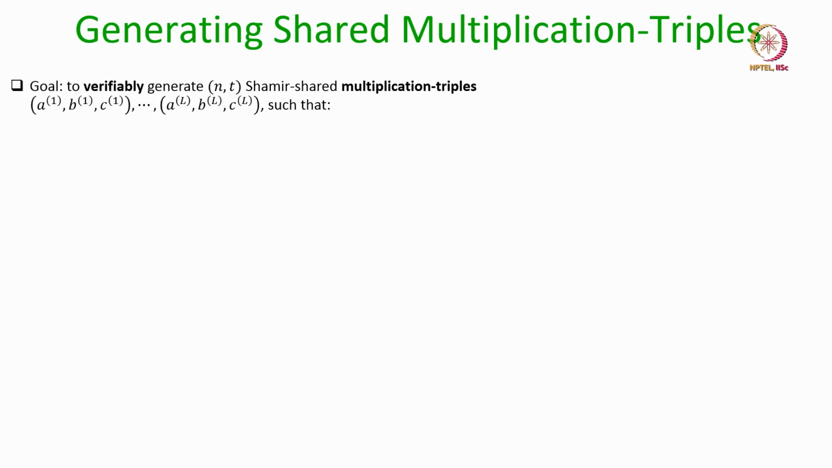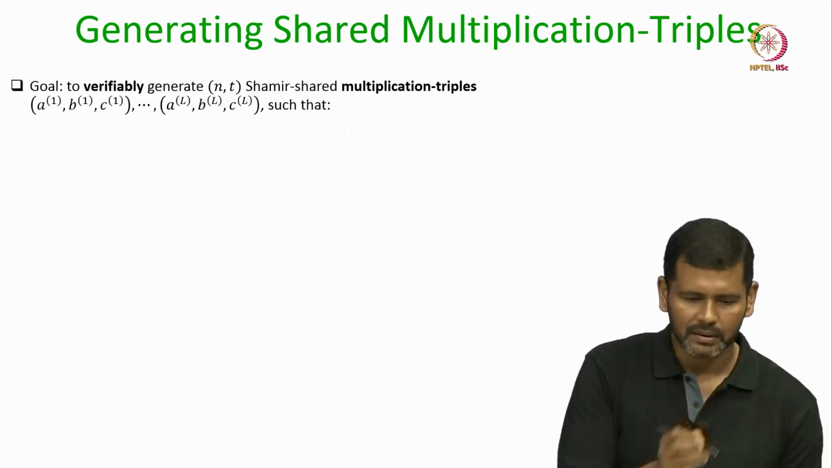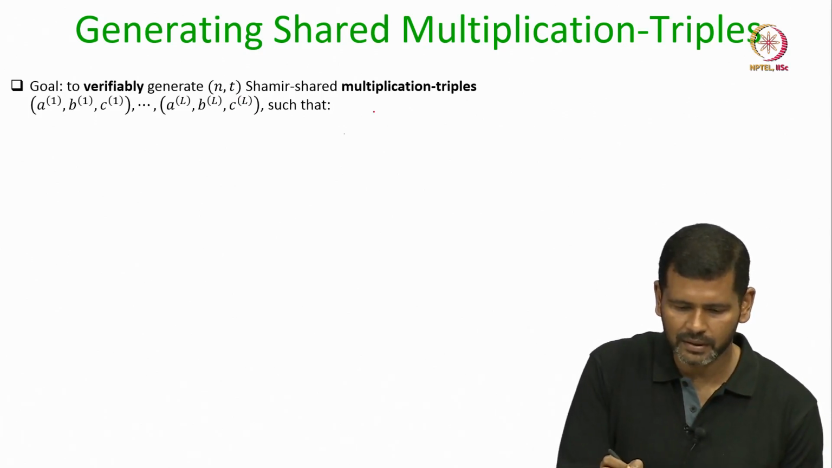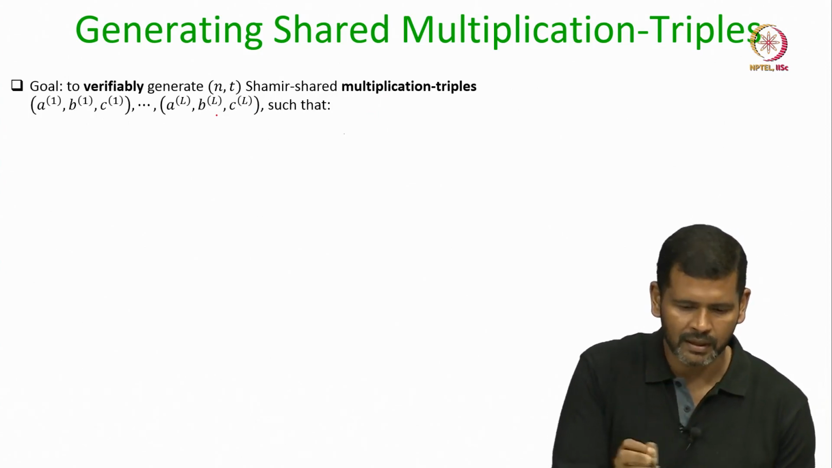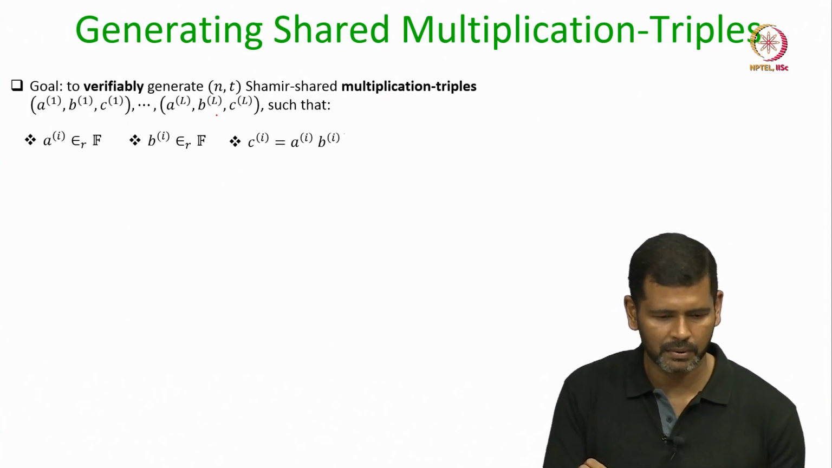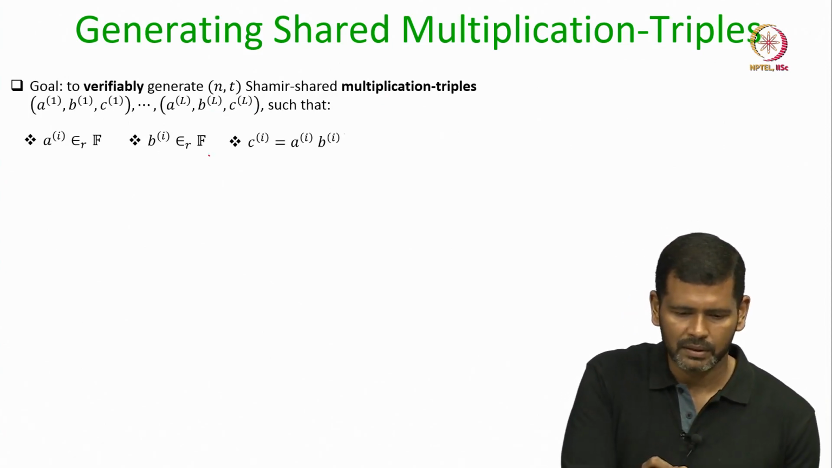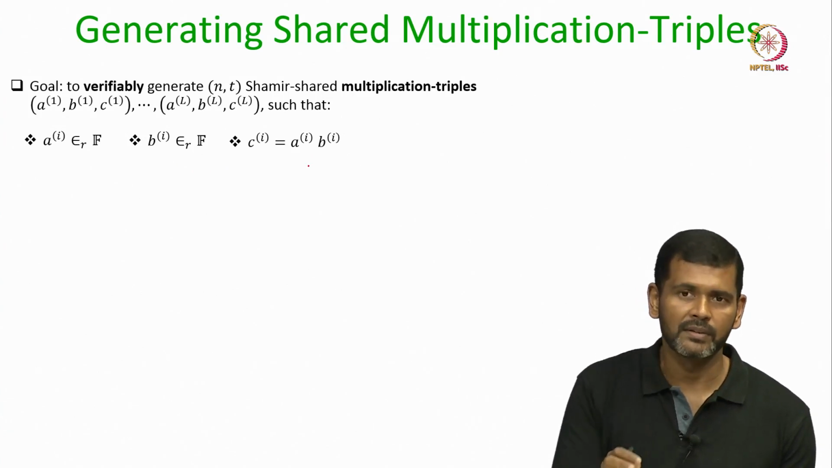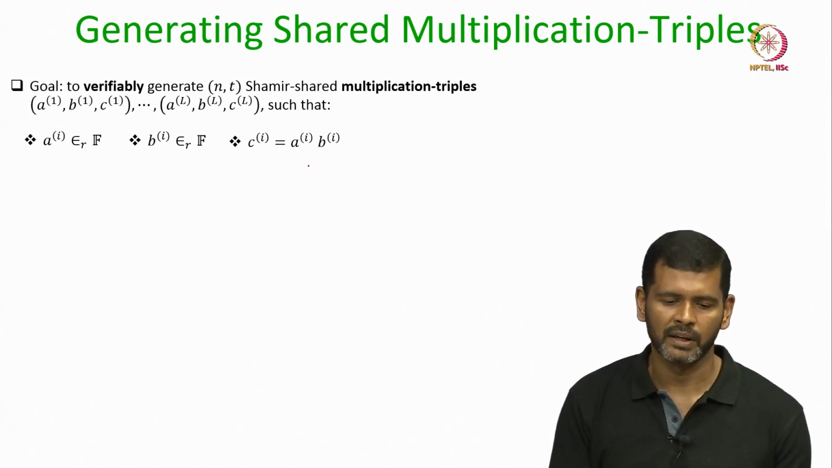So, what exactly is the goal for the pre-processing phase? The goal here is to verifiably generate secret sharing of random multiplication triplets, say L number of random multiplication triplets, where the triplets are random in the sense that the A and B components are random and the C component is the product of the A and B component.